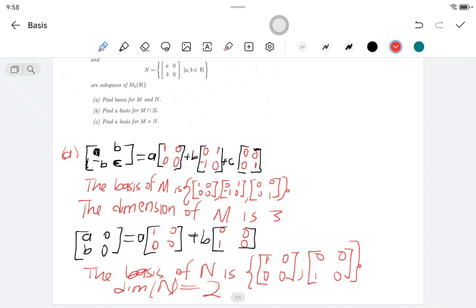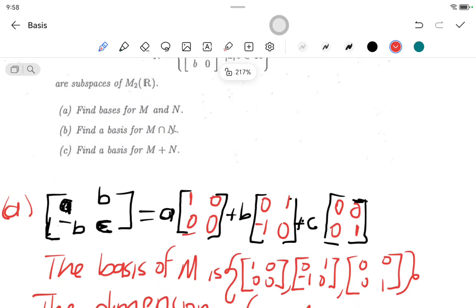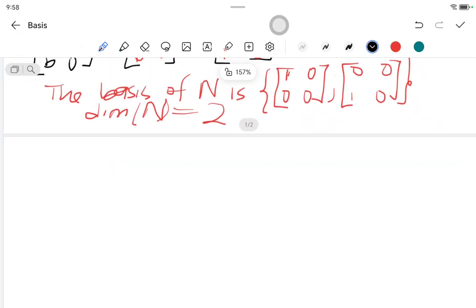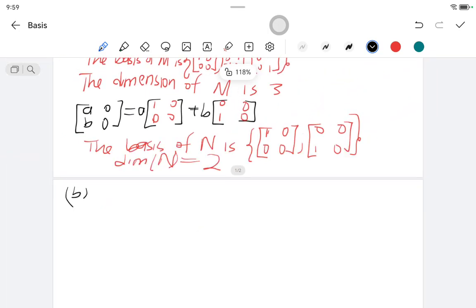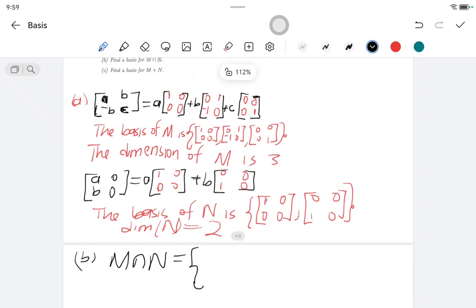Now, the second question says that we should find the basis for M and N. That is B. For us to find the basis for M and N, let's first check M and N. For M and N, I'm going to take the intersection of M and N.